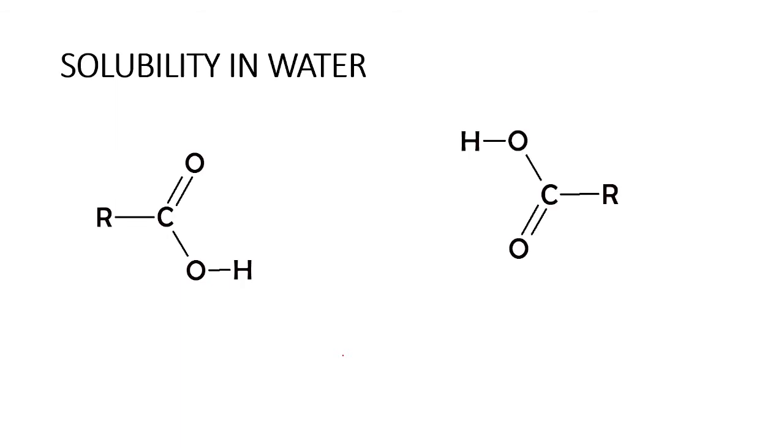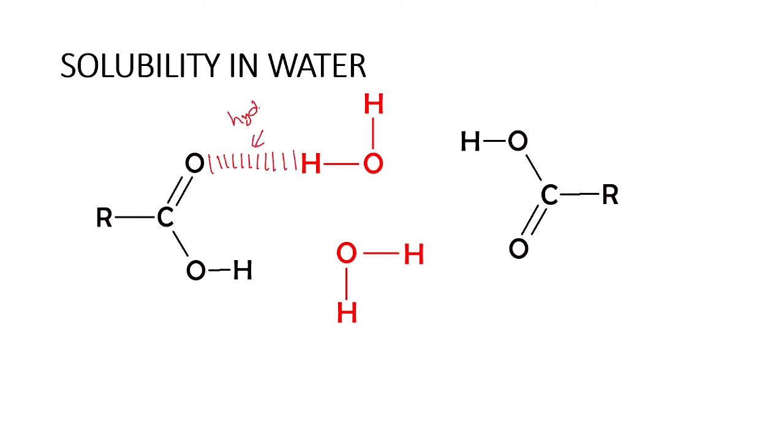Solubility in water. Solubility in water means the interaction between the compound and water. So let's see here. Here we have two carboxylic acid. I'm not showing you dimers because dimers refers to interaction between carboxylic acid and carboxylic acid. This one we want to see the interaction with water. So, in water, carboxylic acid can form hydrogen bond. This is hydrogen bond with water.